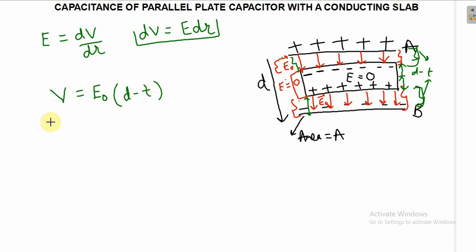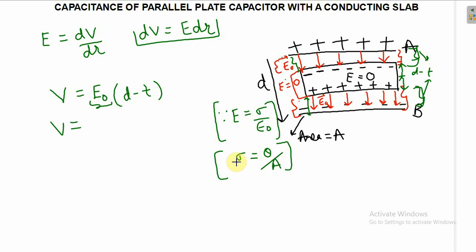So in the next step we will substitute the value of electric field. If you remember your previous chapter, we derived the formula for electric field between two parallel plates of a capacitor. The formula is sigma by epsilon naught, and we also know sigma is equal to Q by A. So we are using these two formulas and substituting the values in equation 1. So E0 is equal to sigma by epsilon naught, and this one is your D minus T as it is.